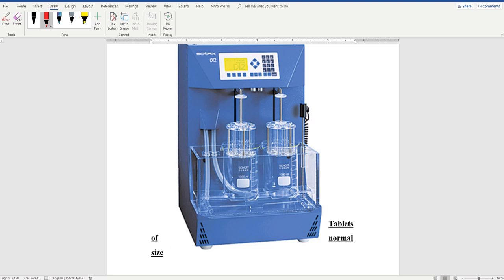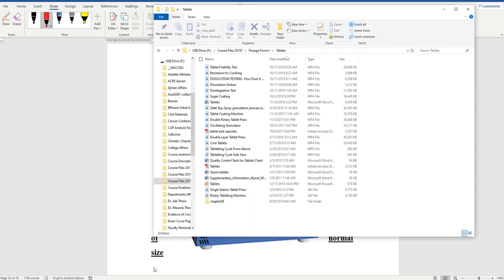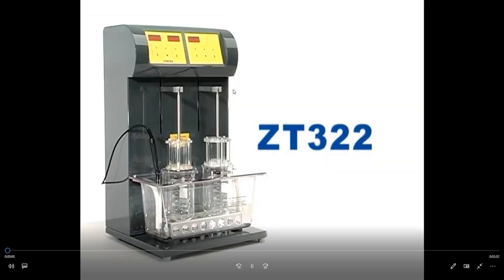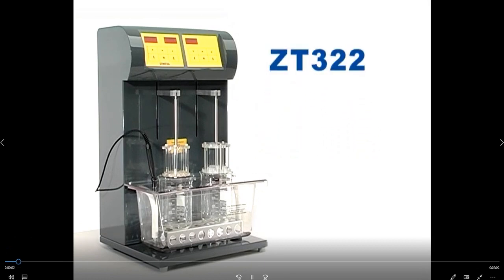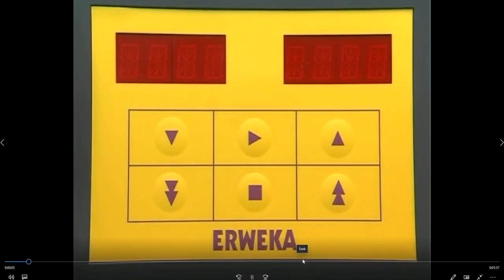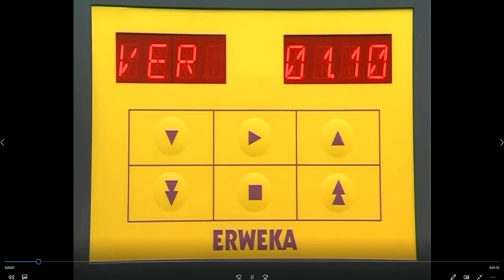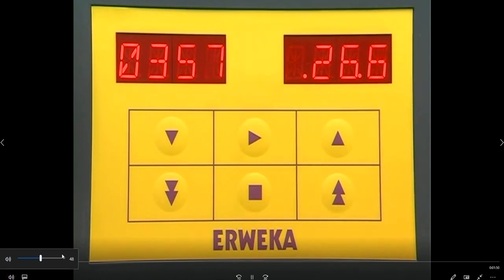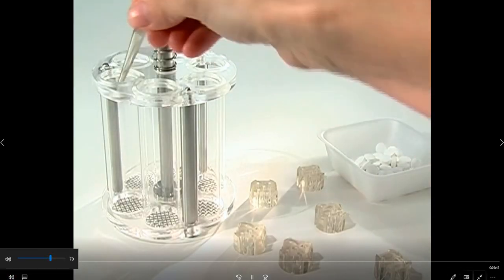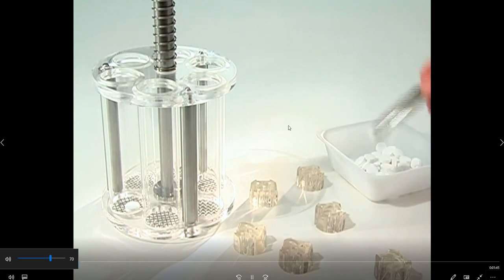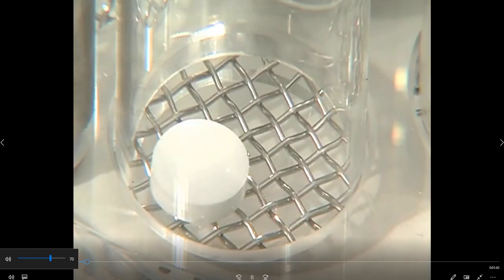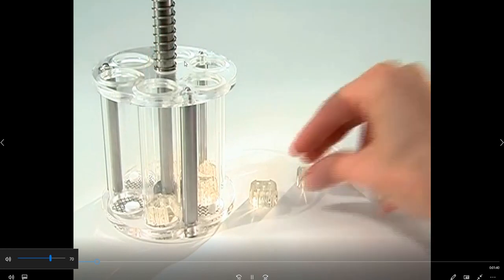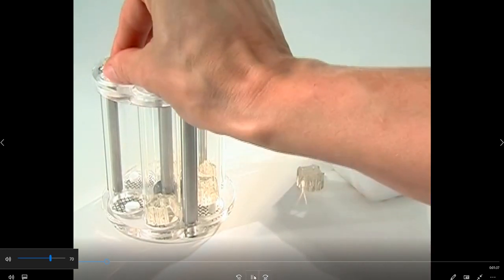I will show you a video. In this video, it shows you the disintegration test, so you get a better idea of how it is done. Okay, you see here, he's putting 1 tablet in each tube, and let me stop here.